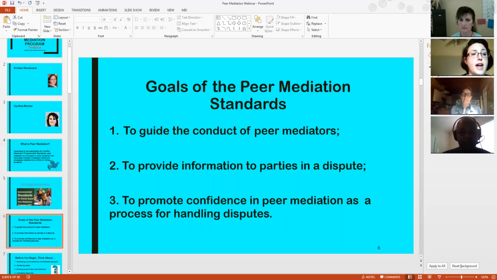The standard is also to provide information to parties in a dispute. One part of a peer mediation is doing an intake or screening, and that's whereby the person, the staff member, the coordinator who's in charge, goes to the parties. They could either be referred by another student, referred by a teacher or staff member, and that coordinator has to find out what's going on in the dispute. And oftentimes students don't know what mediation is, so this is a way to provide parties information. And then the third goal of the standards is to promote confidence in peer mediation for handling disputes. And the biggest one is confidentiality.